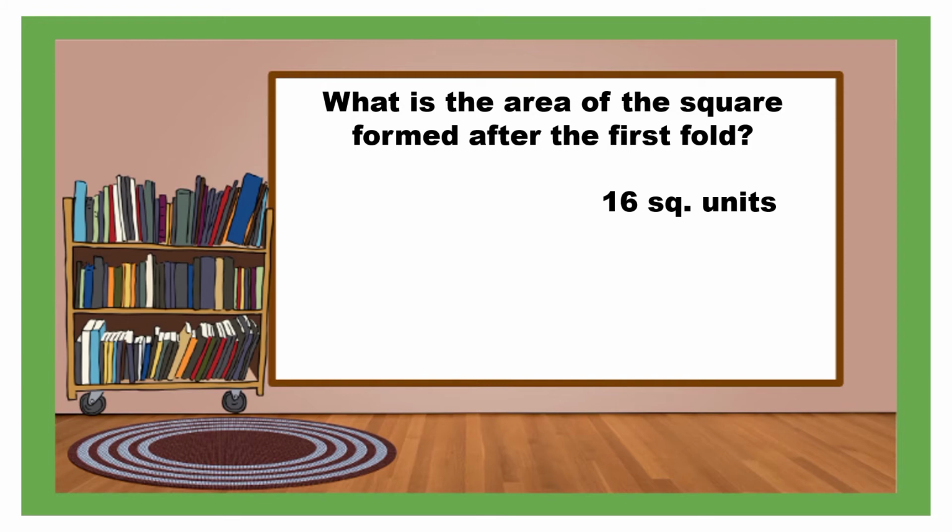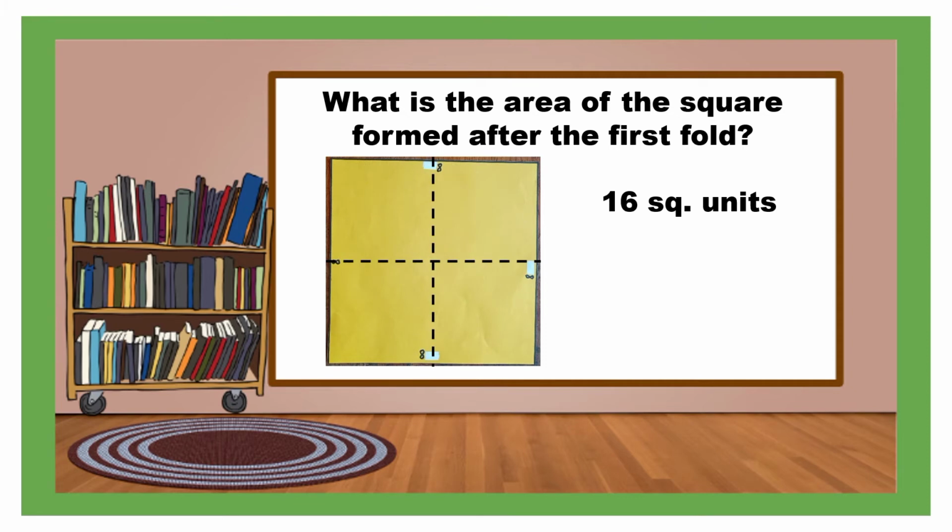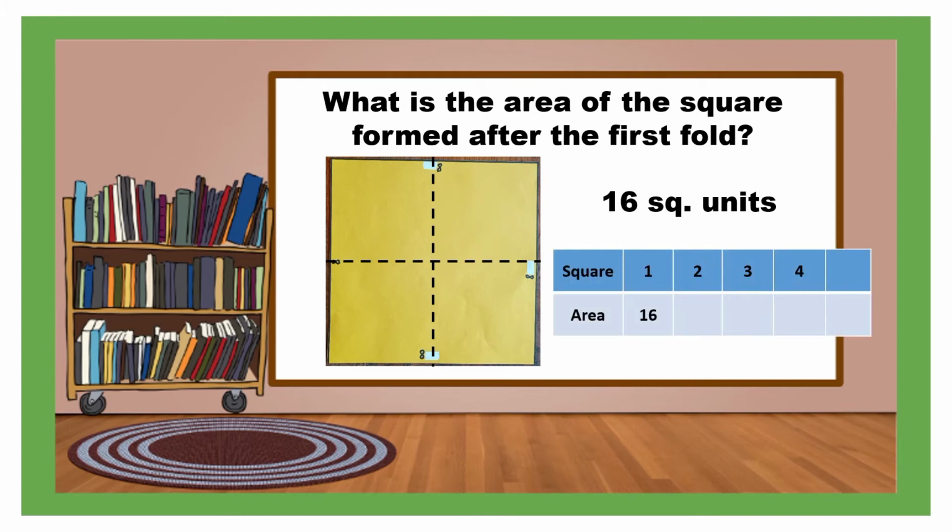The answer is 16 square units. Since the 8 by 8 paper square will be folded to the center, then the dimension of the sides would be half. So the resulting square paper will have dimensions 4 units by 4 units, getting the area 4 times 4 equals 16. So the resulting area after the first fold is 16 square units.